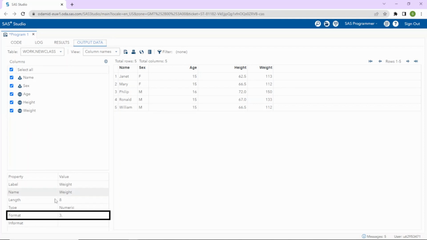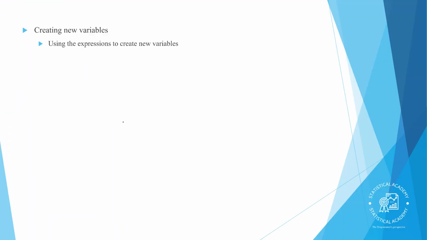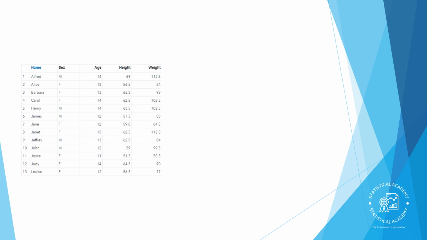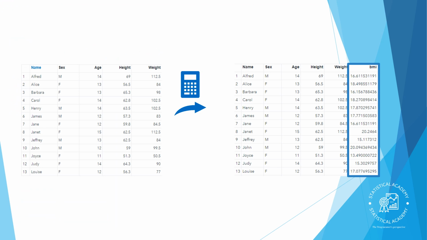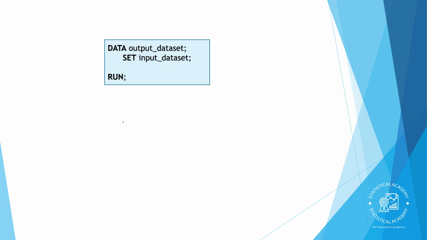So this is just the very beginning of what we can do to manipulate data in the data step. We already have seen some examples in the initial videos. In real life, your data does not have all the variables that you need. You need to calculate or derive new variables from existing variables. Fortunately, this is easy to do with the data step.